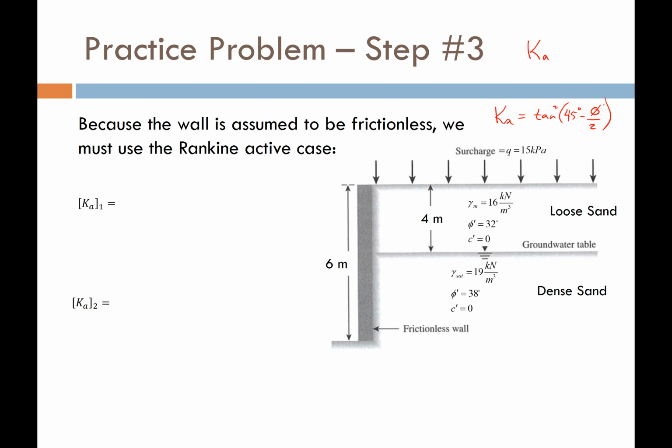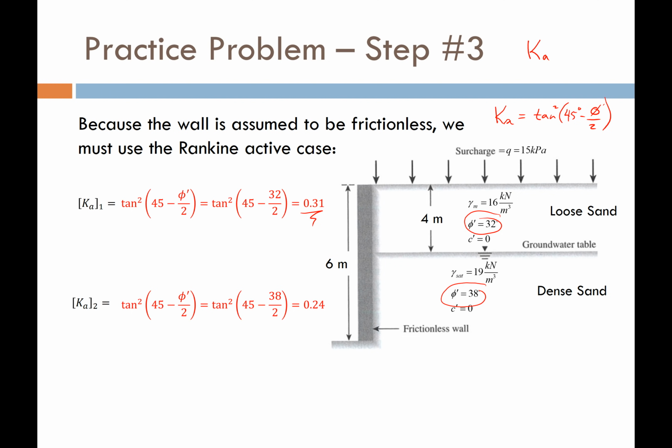So we have 2 different types of soils. We have one friction angle that's 32 degrees, and we have another one that's 38 degrees. So we can apply that equation of tangent squared of 45 minus phi over 2 for the top soil, and we get 0.31. For the bottom soil, we put in the different friction angle, and that results in 0.24 for our soil down there. That's simple. Step 3. So we're like halfway done already, guys. So far, not too bad, right?